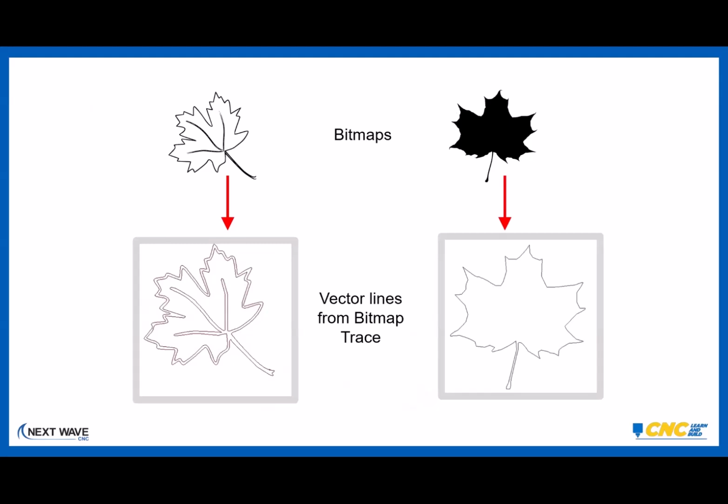First off, the leaf on the left is a bitmap, the leaf on the right is a bitmap. When you trace it, you get different results. You can see on the left there, because it's made up of lines, when you trace it, you get a line on both sides of that little black line above, because VCarve sees that black line as a photograph, and it's going to trace it on both sides of it. And sometimes that's desirable. That's how I created the leaf for that tray that I carved earlier.